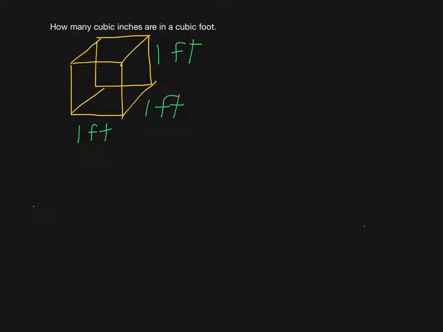In this problem, we are looking at how to figure out how many cubic inches are in a cubic foot. So I started off by drawing a picture of the cube, and I labeled each side. A cubic foot is a cube that has 1 foot sides, or the length of each side is 1 foot. So it would be 1 foot length by 1 foot width by 1 foot height, giving us 1 cubic foot.